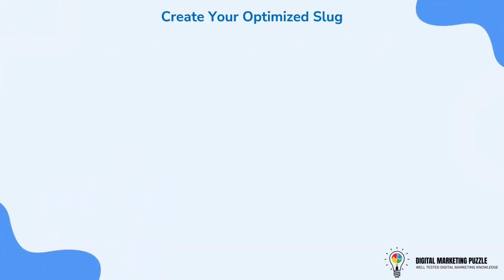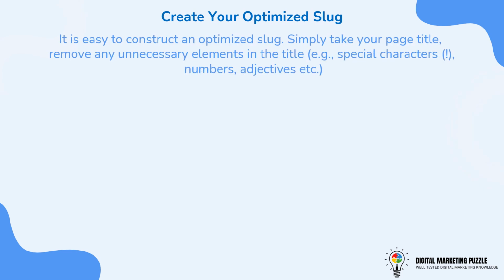Create your optimized slug. It is easy to construct an optimized slug. Simply take your page title, remove any unnecessary elements in the title, for example, special characters, numbers, adjectives, etc., work in the page's keyword, which you already did when creating your title, and then separate the words with hyphens. Use your header, title tag, and target keyword to create your optimized SEO slug.